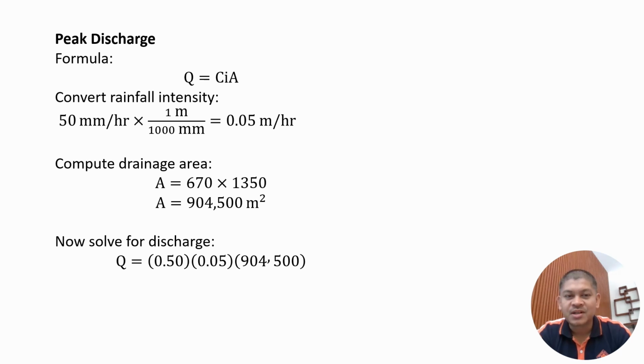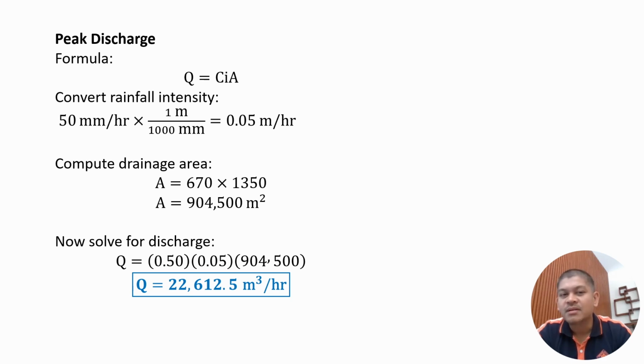Pila ang peak discharge last? Okay. The result for peak discharge Q is equal to 22,612.5 cubic meters per hour. A flow rate of this amount, no, means that every hour about 22.6 million liters of water are flowing through the drainage system.